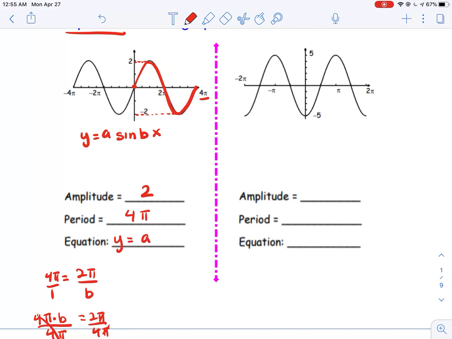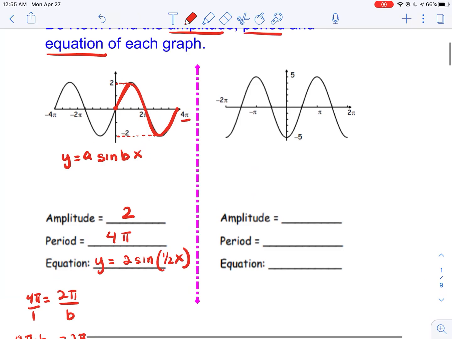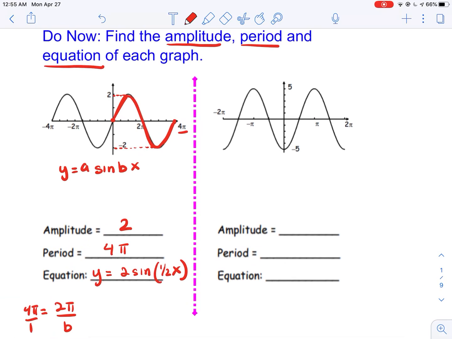Okay, so what's my equation? Well, my equation here is y equals a, which in this case is 2, sine of 1/2 x. Now, it is a positive 2 because remember we are starting with an increase. If we started with a decrease, it would be a negative 2 in our equation.